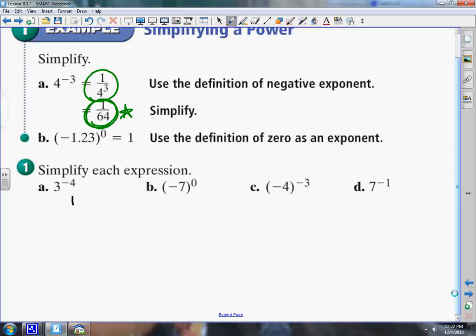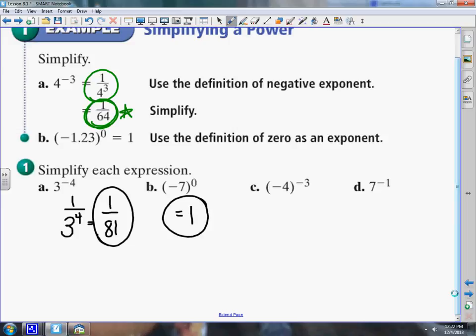So this would be 1 over 3 to the 4th, which if I take out my calculator, 3 to the 4th power is 81. So 1 over 81. This equals 1. That's nice. It's so easy.